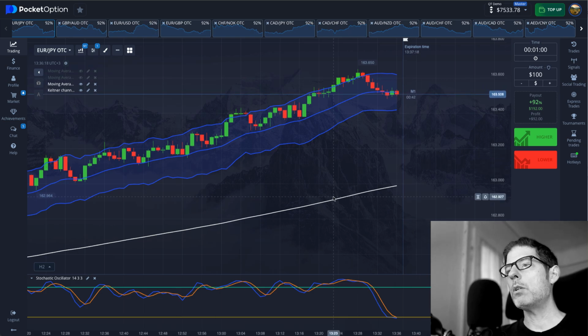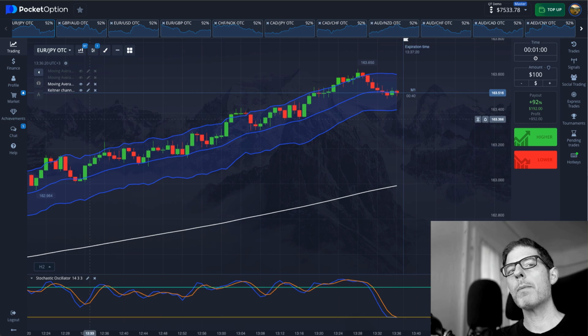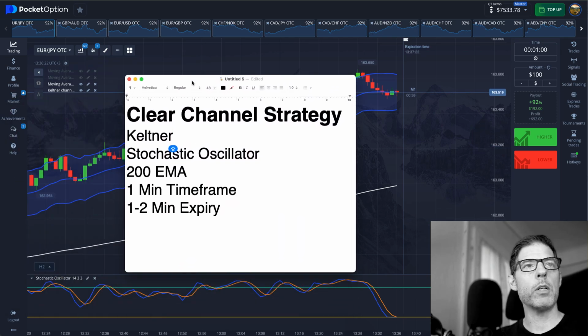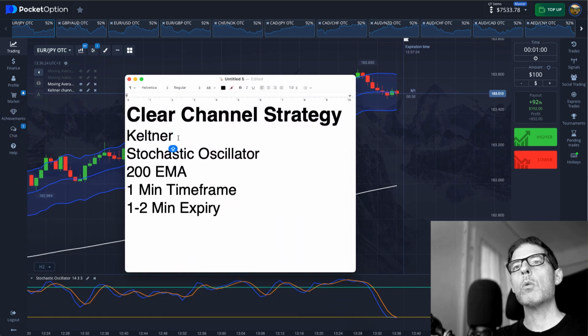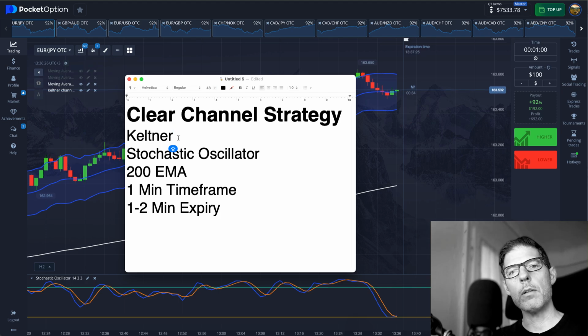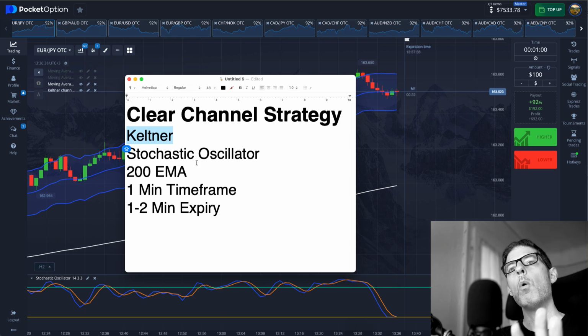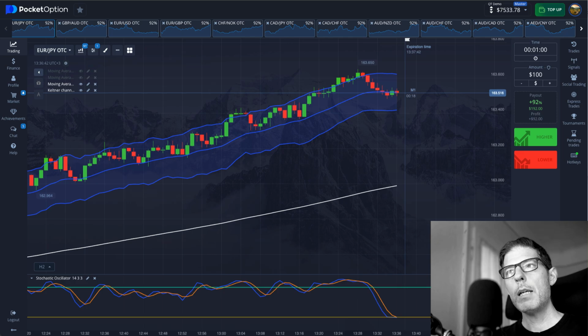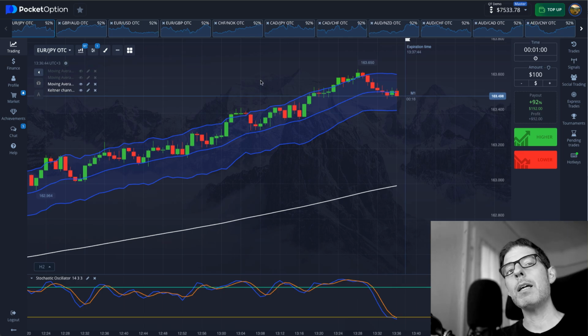Now, what you're gonna wanna do to set this up, pretty straightforward, 1 minute chart. As a matter of fact, let me go ahead and grab the settings over here. So we've got the Keltner channel, of course. There's gonna be 3 indicators for this: the Keltner channel indicator, the stochastic oscillator, and also the 200 exponential moving average, okay? 1 minute time frame and 1 minute expiry. Now this can be a 2 minute expiry. That's totally up to you if you want to switch this back and forth.